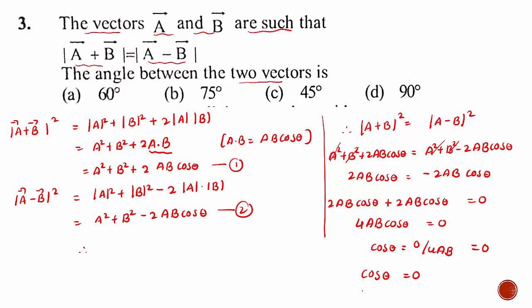Cos theta is equal to 0 only when theta equal to 90 degree, because we know that cos 90 is equal to 0. So what is the value of theta? Theta is equal to 90 degree. This is angle between the given two vectors. Theta equal to 90 degree means option D is correct.